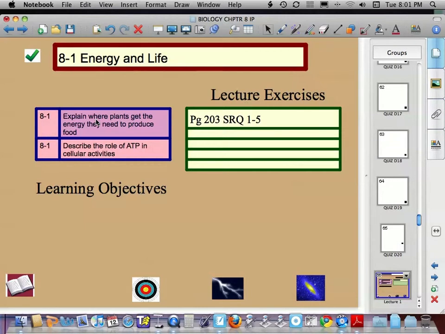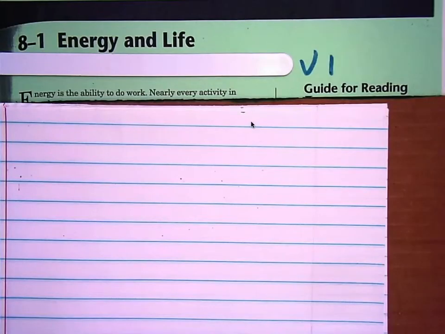Our objectives are to explain where plants get the energy they need to produce food, and to describe the role of ATP in cellular activities. Our lecture exercises are at page 203, section review questions, page 101 number 1 to 5. This needs to be on the same page as your notes. Okay, so without further ado, let's go to our book and let's start reading.